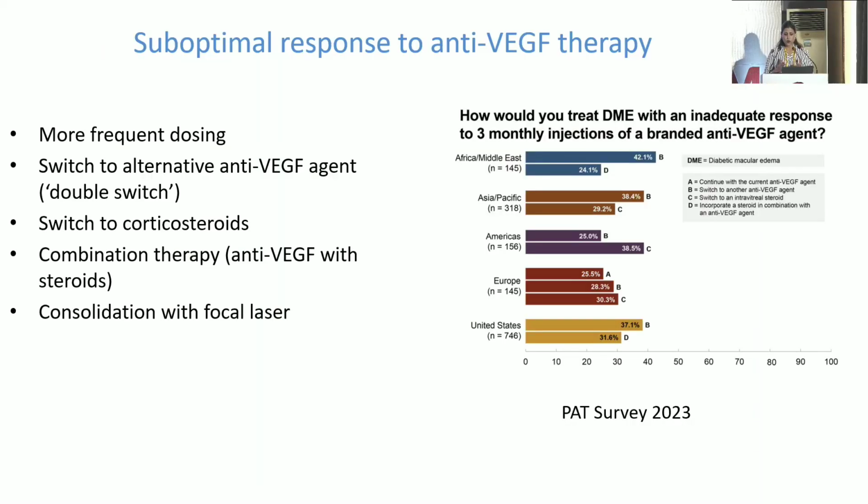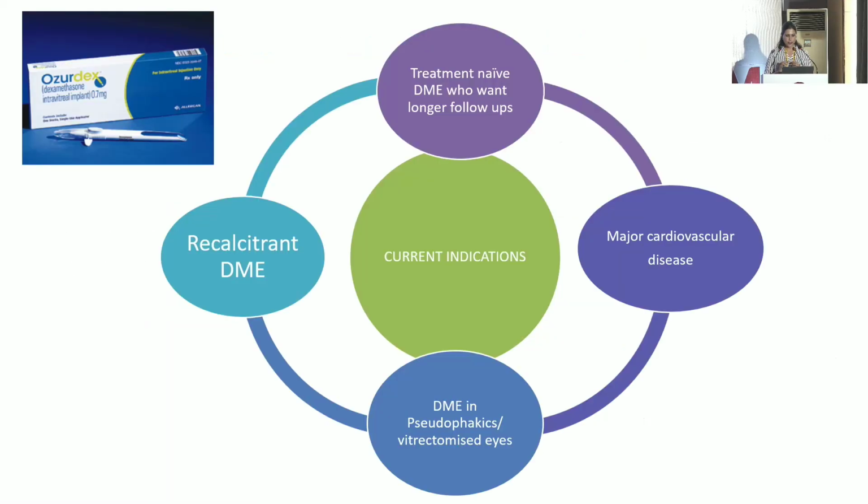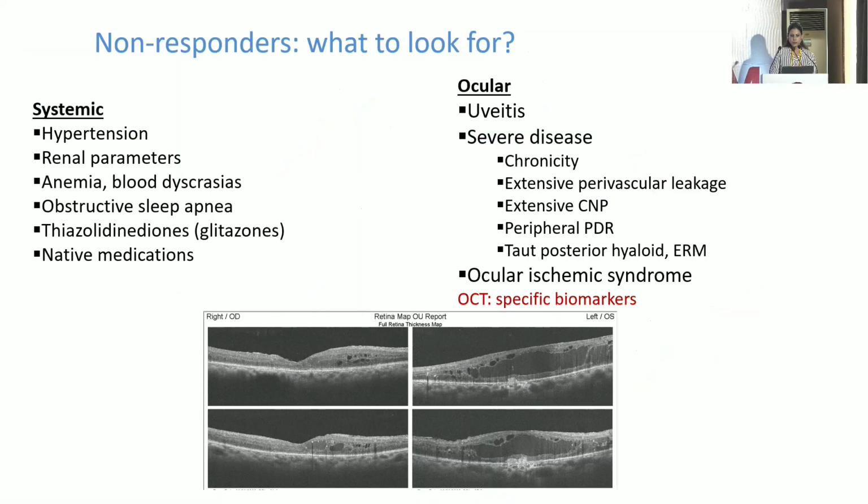Suboptimal responses to anti-VEGF therapy can be tackled with more frequent doses, switch to an alternative anti-VEGF, switch to corticosteroids, or a combination therapy or consolidation with focal laser. So Ozurdex comes to the rescue here. It has the advantages of good response in refractory DME, fast-acting, long-lasting effect with minimal systemic absorption. The transient IOP rise and cataracts are the concerns here.